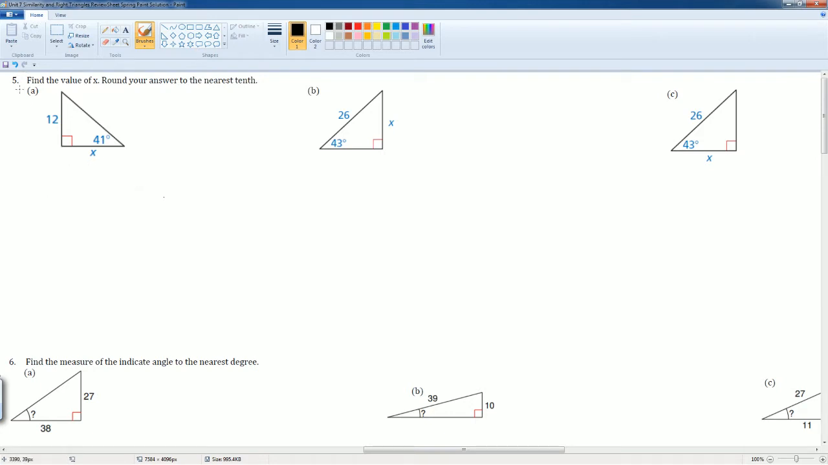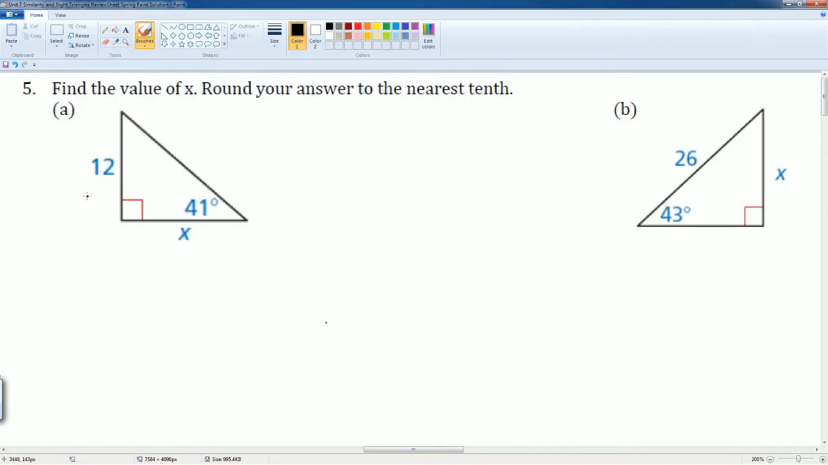For number 5 in this video, I will be showing you how to find the value of x. Notice the x here are all the sides of this right triangle. When it says find the value of x, we are looking for the side of the triangle. I just want to make sure you're aware of that. Side of triangle. This is going to help us explain why we're using our trig ratios here.